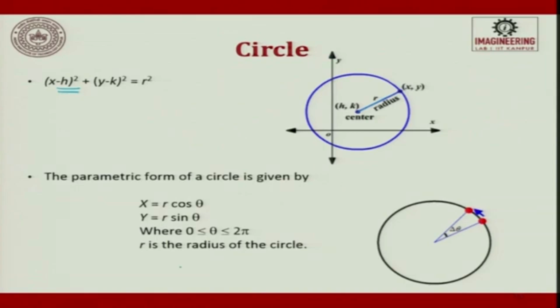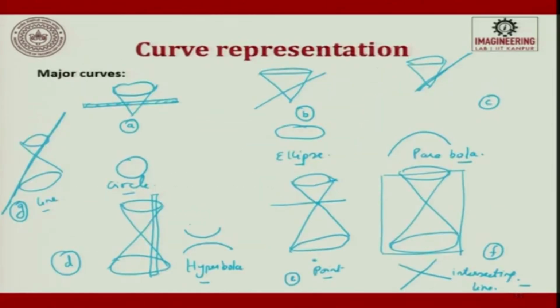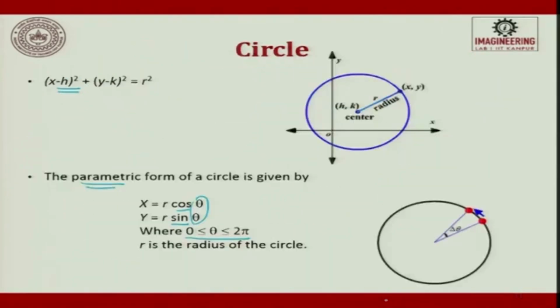If I have to represent the same thing in parametric form, I can represent x equal to r cos theta, y equal to r sin theta, where theta varies from 0 to 2 pi and r is the radius. So the circle whatever I have explained in the geometric form could be converted into parametric form and stored like this. Now, let us see ellipse. I am going back to all the curves which I have drawn here: line, circle, ellipse, parabola. I am trying to cover all these things.